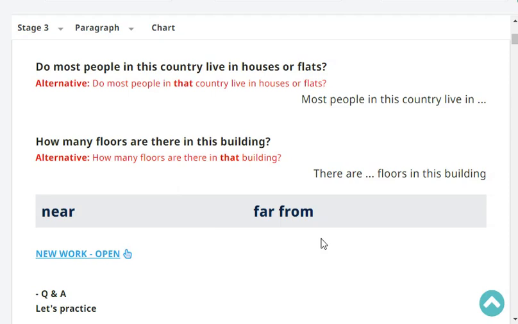Do most people in your country live in houses or flats? Most people in my country live in flats. Very good. How many floors are there in your building? There are 10 floors in my building.